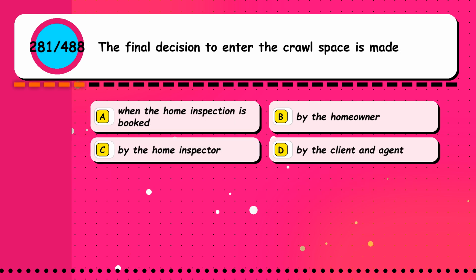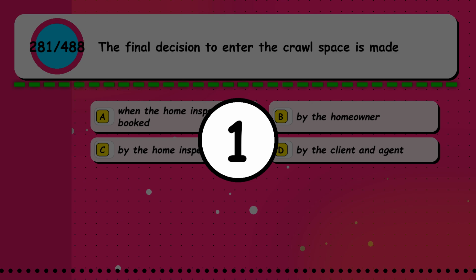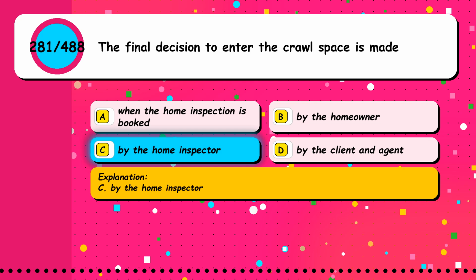Question 281. The final decision to enter the crawl space is made: option A, when the home inspection is booked. Option B, by the homeowner. Option C, by the home inspector. Option D, by the client and agent. The correct answer is option C, by the home inspector.